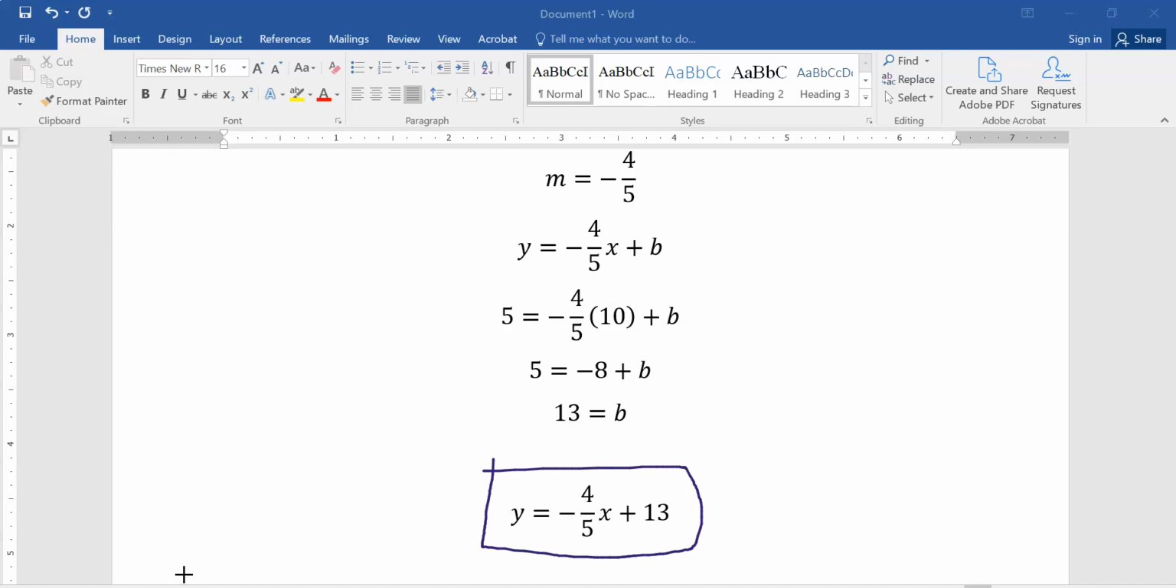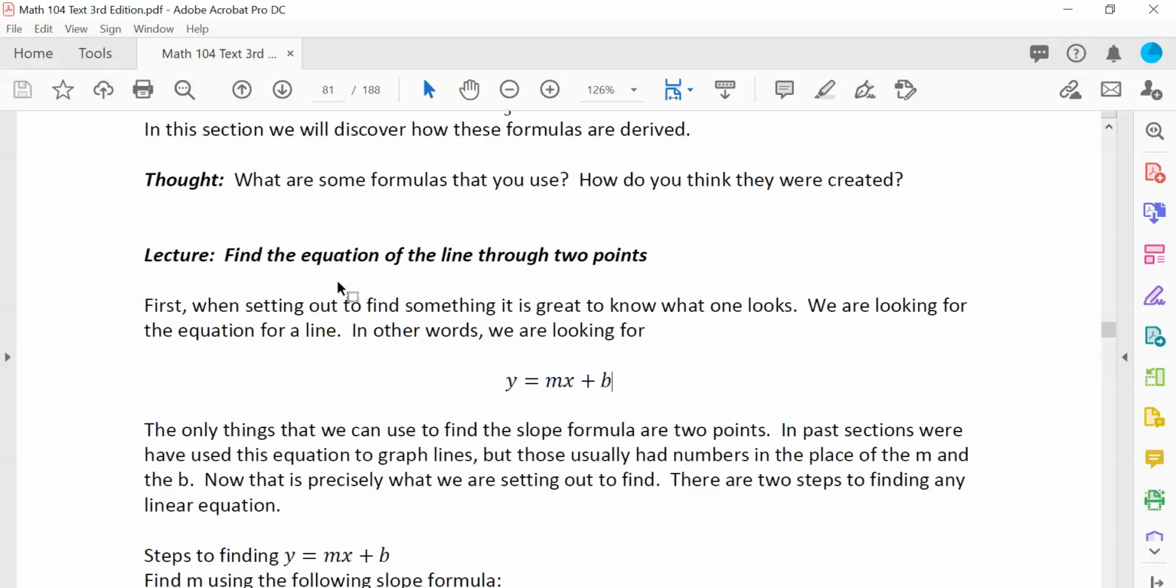Okay, there we go. Now in the next couple of sections, we're going to go into the book and we're going to look at how to find equations of lines given other sets of properties. All right.